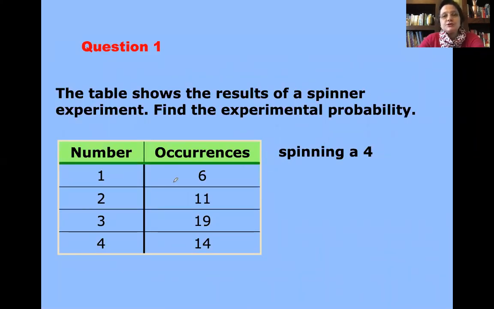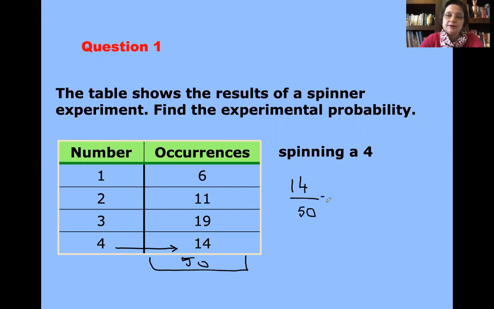The table shows the results of a spinner experiment. Find the experimental probability of spinning a 4. As you see, the spinner has 4 numbers on it. If you look across, you can see that for spinning a 4, the number of occurrences is 14. And for the total, if you add another box here, you can write the total frequency, which is 50. So 30 plus 20 makes 50, and spinning a 4 is 14. So the probability is going to be 14 over 50.